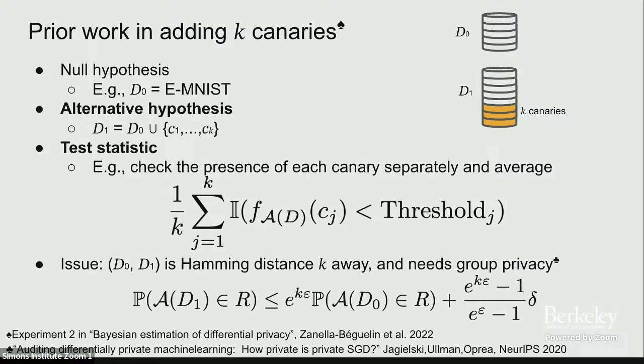But the problem with this approach is that now the neighboring data sets are not differing by one record, they're differing by k records. And if we want to be absolutely correct, this goes back to the morning talk by Ilya, we have to use what's known as group privacy. When k things change, it's not just e to the epsilon, it's e to the k epsilon. Again, this is group privacy. So technically now we're not testing epsilon, we're testing k epsilon, and we're in some sense back to the same problem that we had before. We have to be very careful in doing this.